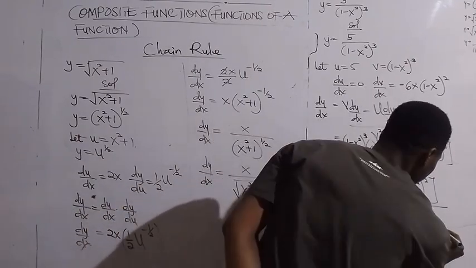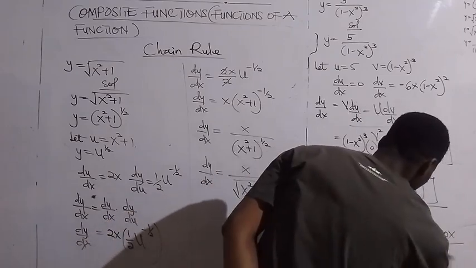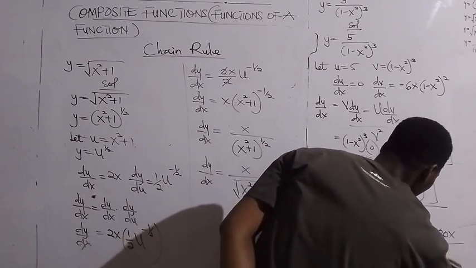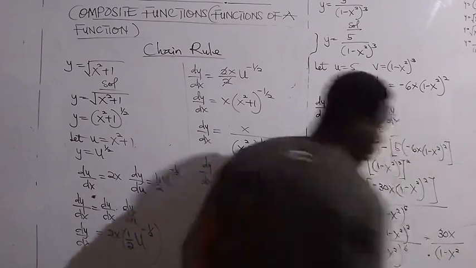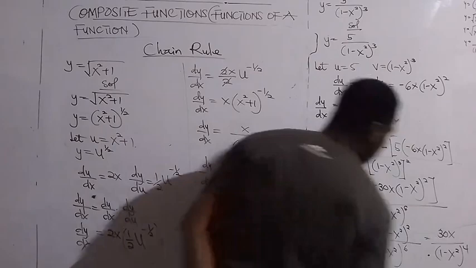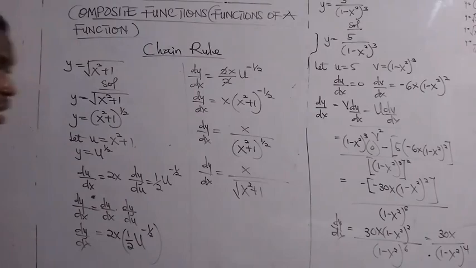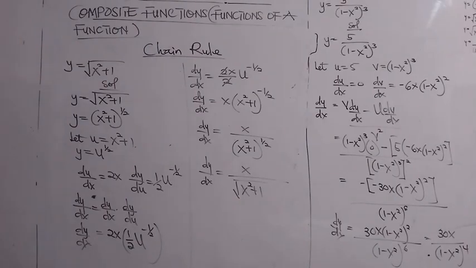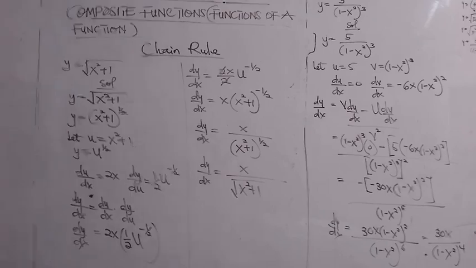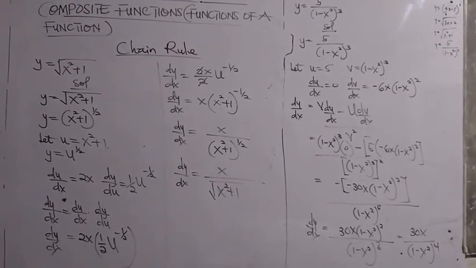This will give us 30x. Then we have what? Because this will cancel, we have 4 here. So we have 1 minus x squared to the 4th power. So finally this is what we have. Finally we have 30x all over 1 minus x squared bracket close to the 4th power. I believe you have enjoyed the lesson.